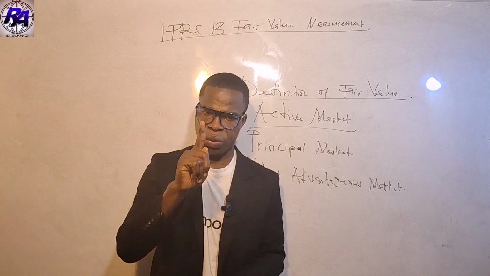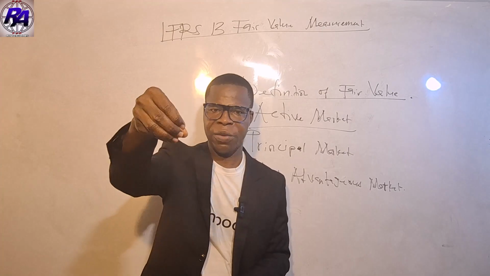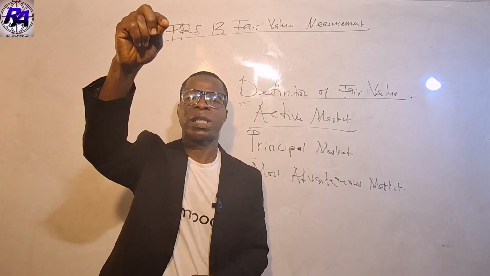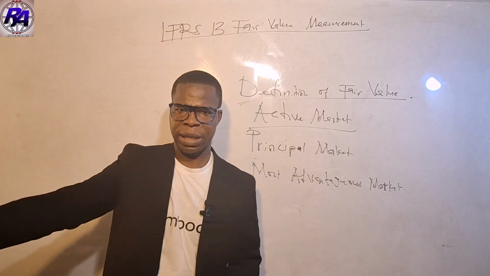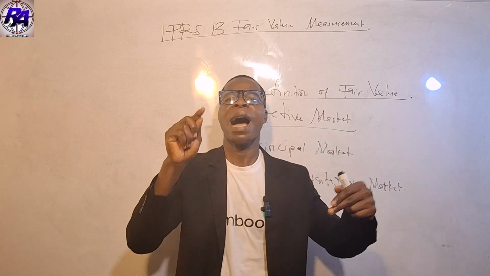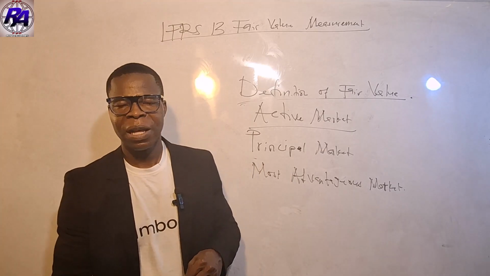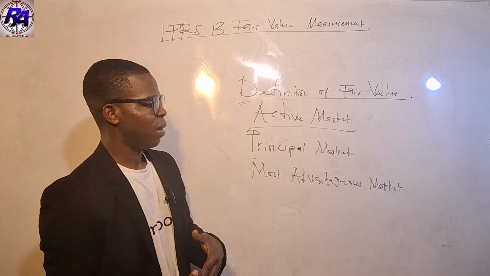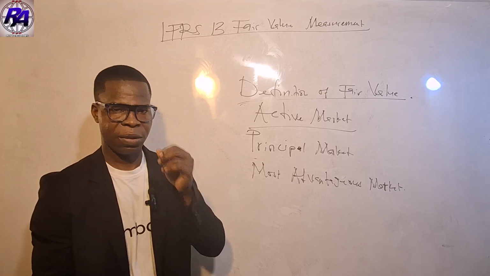Now, in determining the fair value of an asset in both markets, the entity must take into consideration transport cost, only transport cost. However, if you want to ascertain that this market is our most advantageous market, you will take into consideration both transport cost and transaction cost. You will take a practical example and you will get the understanding of what I'm making reference to.